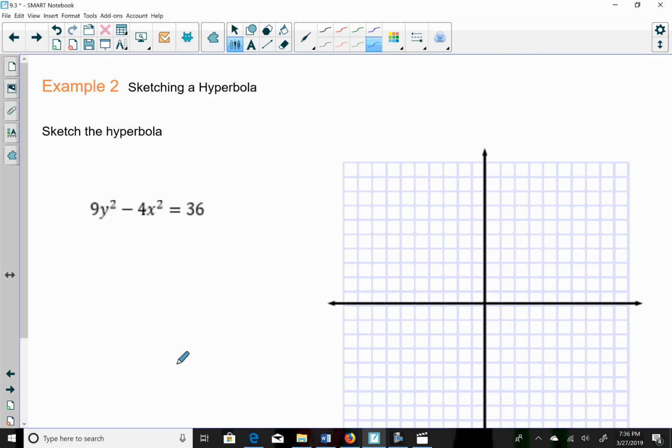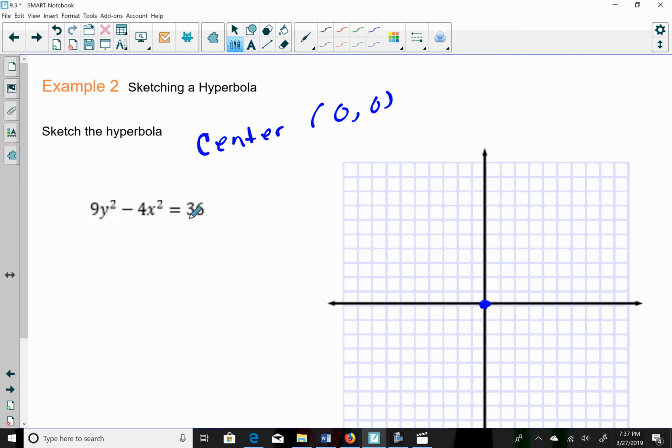We're going to start off with a baby one. I want to sketch the hyperbola of 9y squared minus 4x squared is equal to 36. I know by looking at this that I'm not subtracting anything from my x or my y, so I know my center is going to be at 0, 0. So I'm going to write my center as 0, 0, and then I'm going to plot that point.